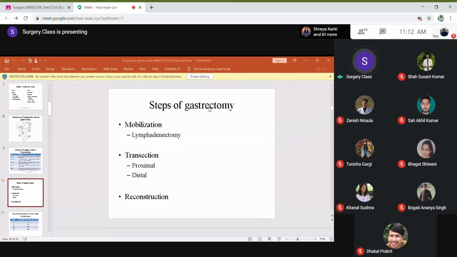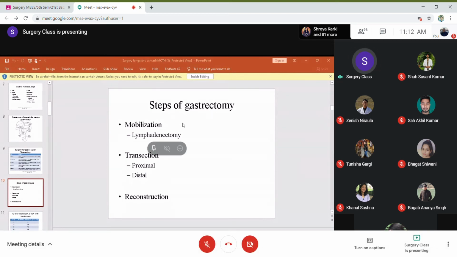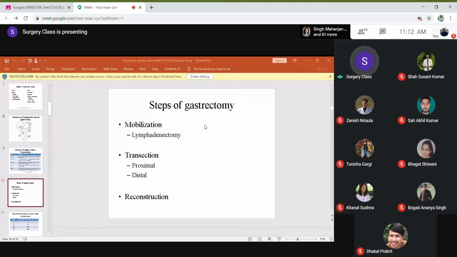If you do a Billroth 1, then you do a gastroduodenal anastomosis. Billroth 1 is nothing but removing the antrum, a very small amount of stomach. Then you can mobilize the duodenum and mobilize the stomach and do a direct anastomosis with the duodenum. So that is Billroth 1.